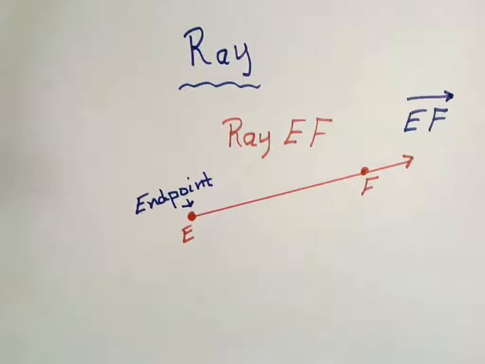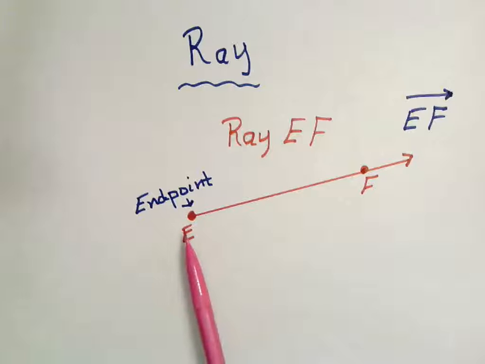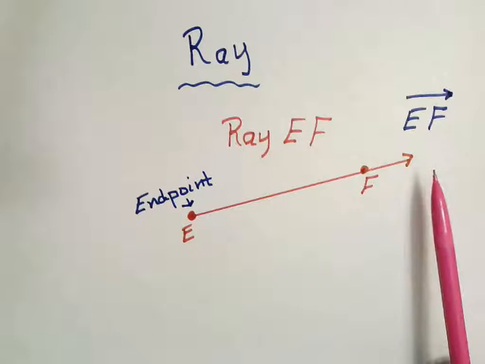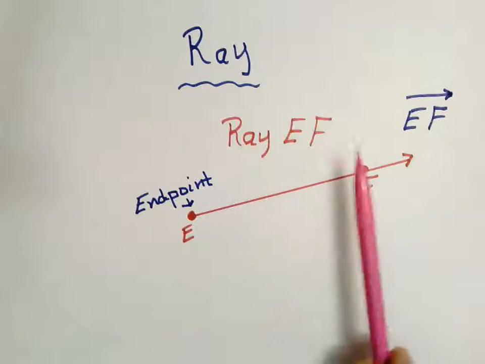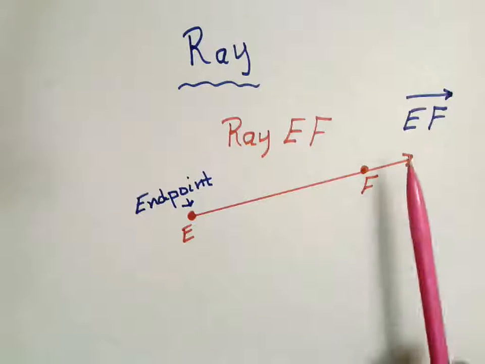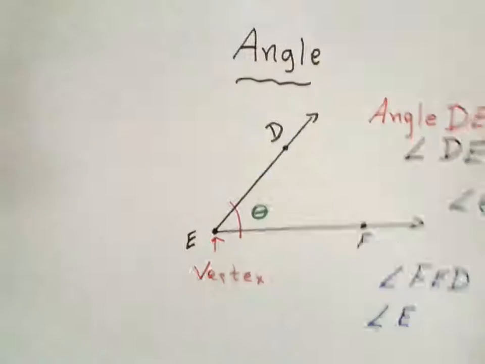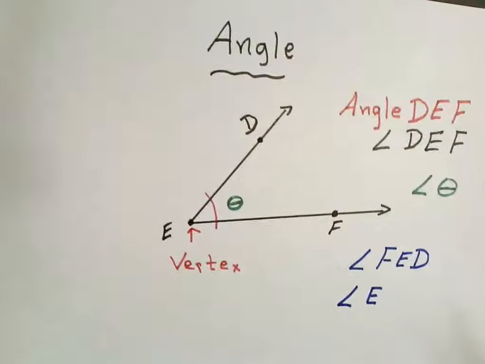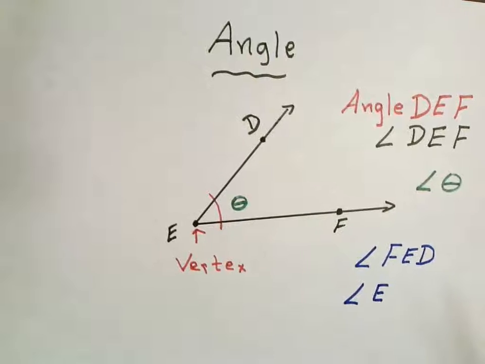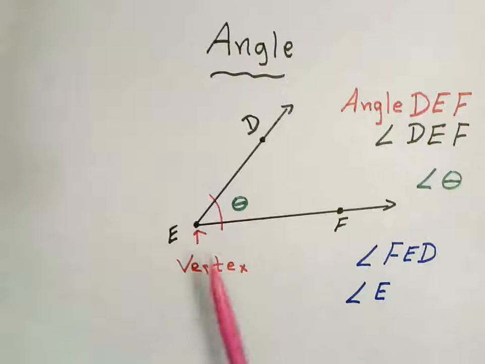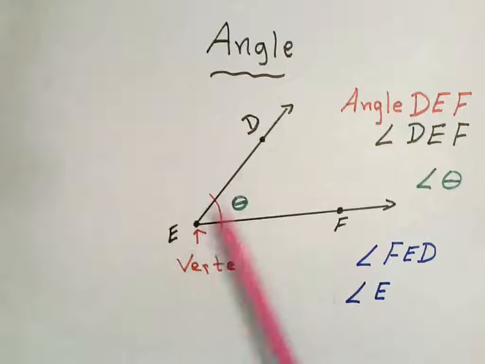Here is a ray. It has one endpoint and it extends in one direction. Ray EF. We start with the endpoint, ray EF. Also, let us review an angle. An angle is made up of the two rays, EF and the ray ED.